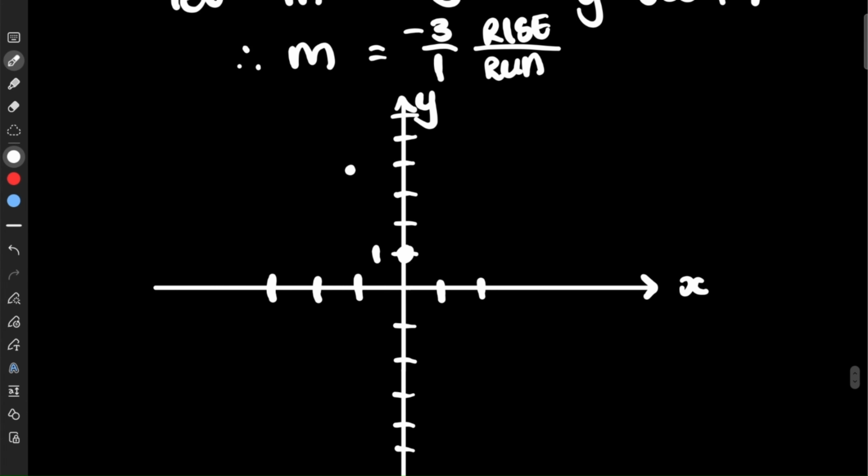But like I was saying, for the positive part of the x-axis, what we're going to do is put the negative there in the numerator, in the top part of the fraction. Then it moves so that we can move right. So it's 1 right and 1, 2, 3 down. So we can basically just connect these. It's not going to be a perfect line. Sorry guys, the line isn't perfect, but yeah.